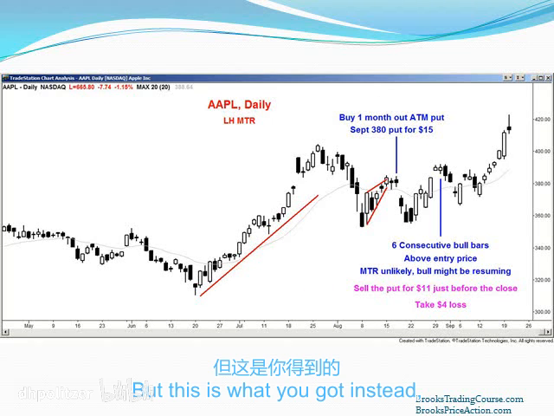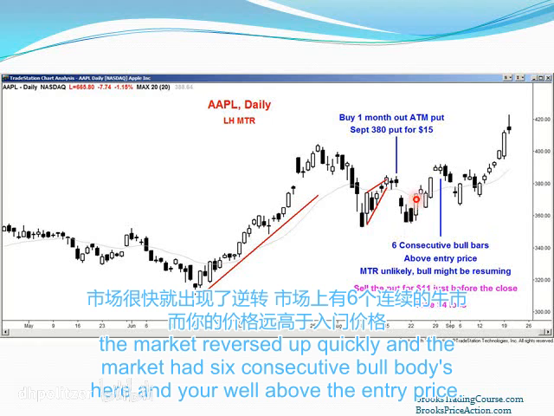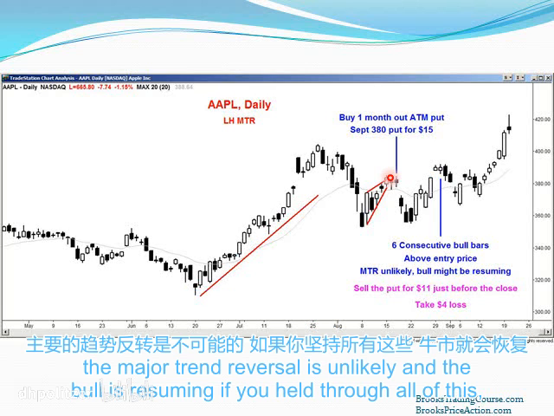But this is what you got instead, right? So instead of the market going down and hitting your initial target of 2 times the cost, the market reversed up quickly, and the market had 6 consecutive bull bodies here, and you're well above the entry price. At this point, the major trend reversal is unlikely, and the bull is resuming.